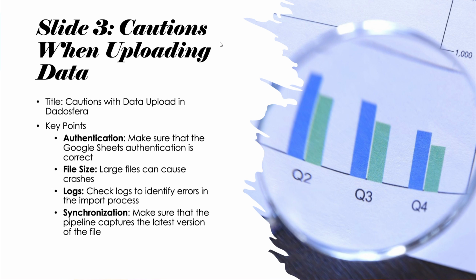Here are the cautions that we have to take when we are trying to upload data onto a system. We have to authenticate the data. We have to look at the file size. We have to look at the logs. We have to look at the synchronization. With authentication, we have to make use of authentication to integrate with the spreadsheets and to make sure that the file we are trying to import has the proper permissions. If not, it is not going to be uploaded.